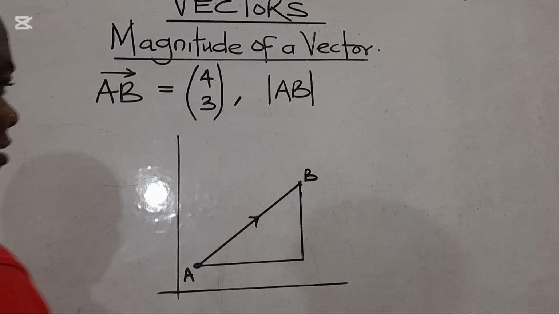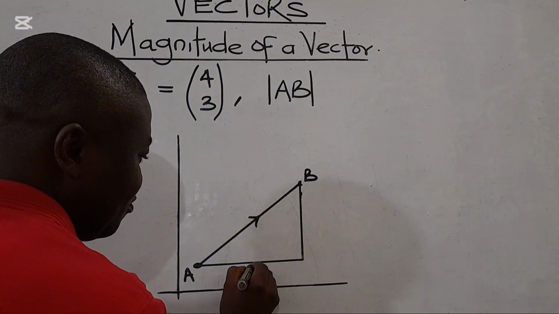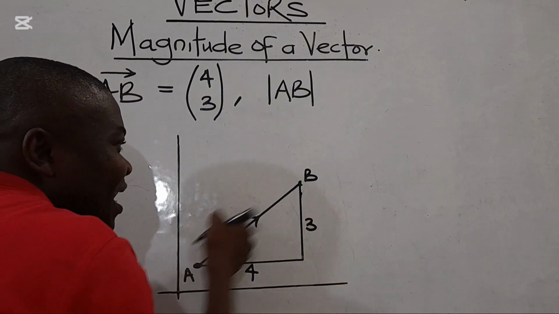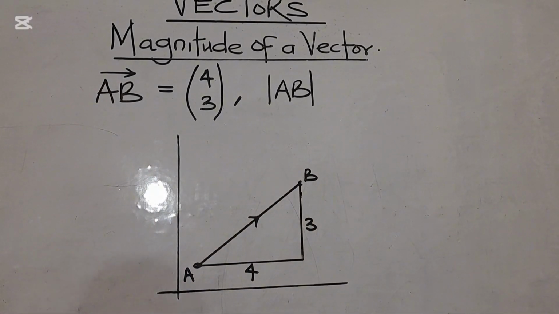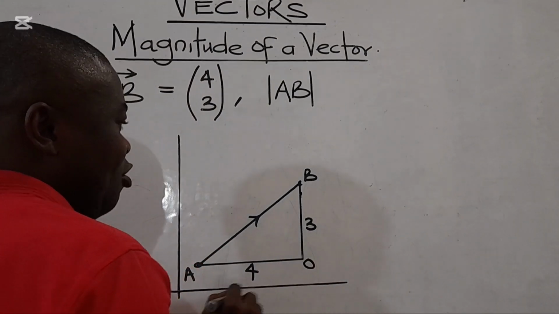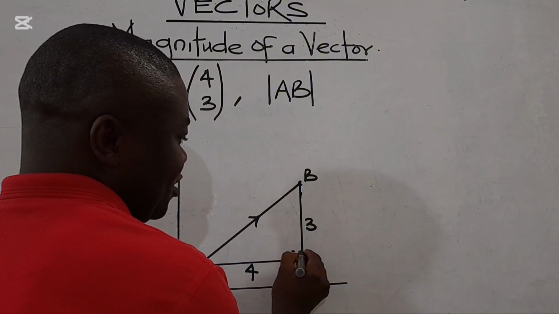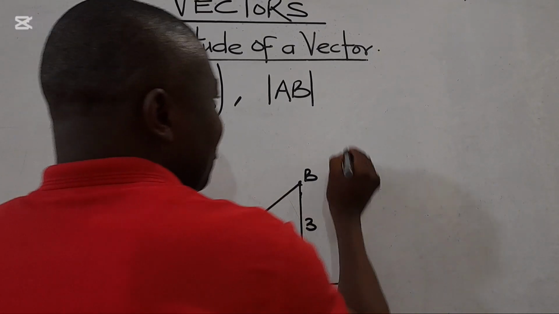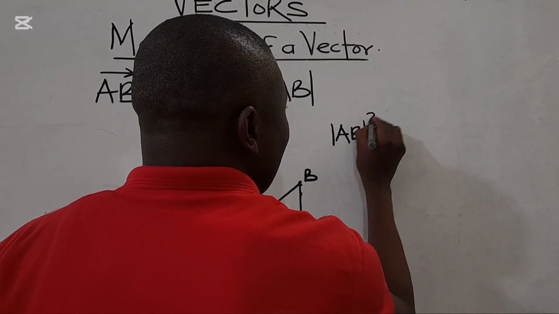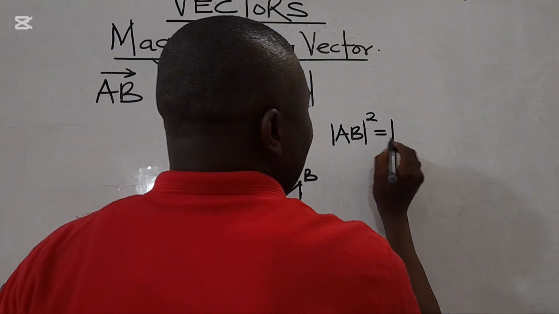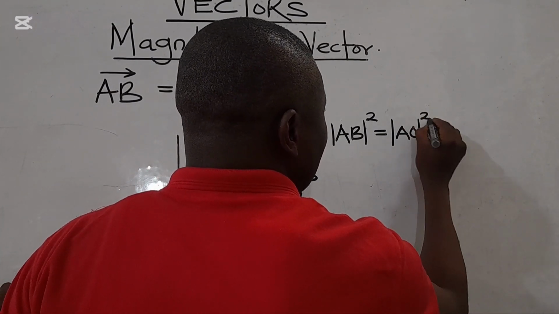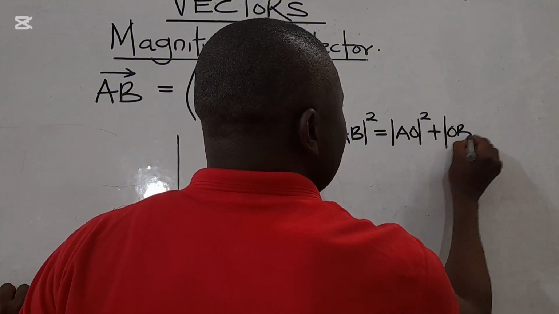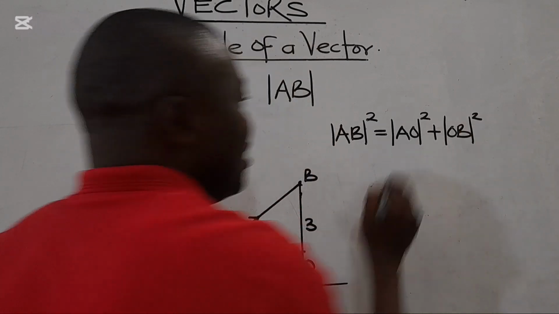Now, if we were asked to get the magnitude of this vector, meaning they want to get the length of line AB, from A to B. To get the length, let's make this O. Using Pythagoras theorem, this is the hypotenuse because the horizontal meets the vertical at 90 degrees. So this will give us AB squared equals AO squared plus OB squared.